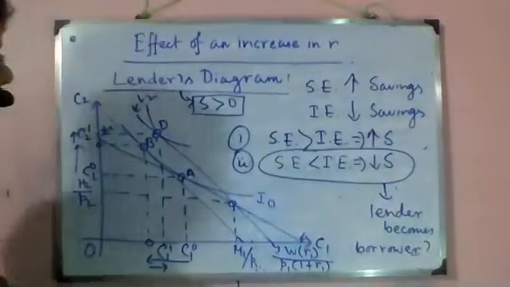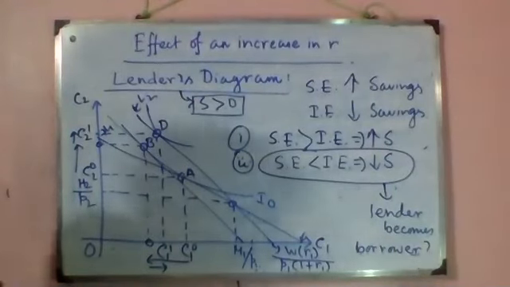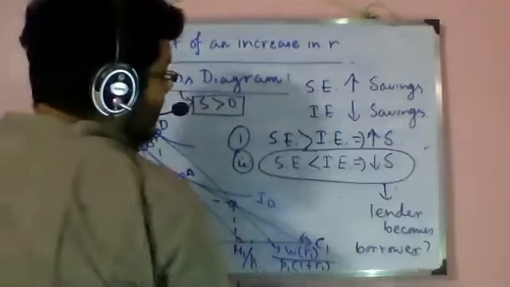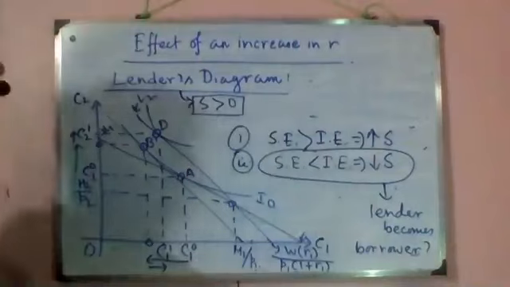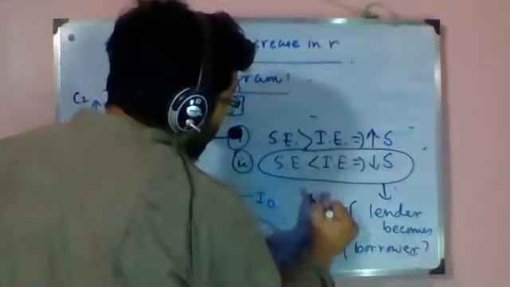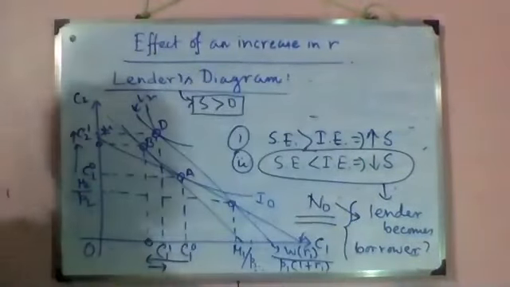Now the answer to this question is no. Even when income effect dominates substitution effect, the lender will never become a borrower. Okay, no. And why not?